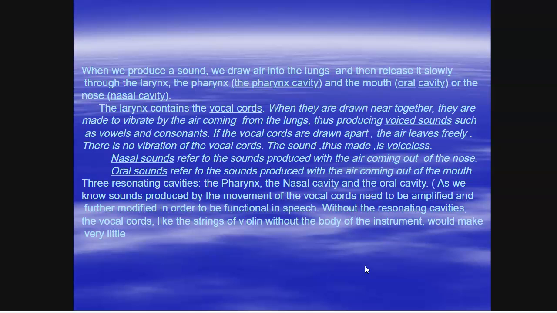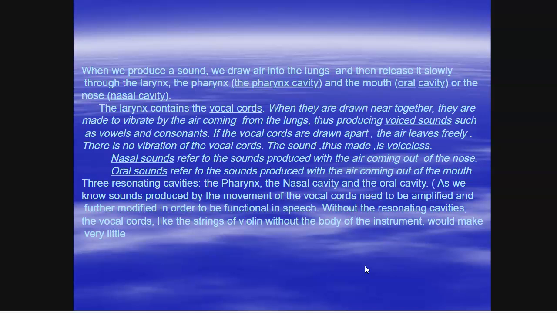When you produce sound, we draw air into the lungs, and then release it slowly through the larynx, the pharynx, and the oral cavity of the mouth, and the nasal cavity of the nose. The larynx contains the vocal cords. When they are drawn near together, they are made to vibrate by the air coming from the lungs, thus producing voiced sounds such as vowels and consonants.